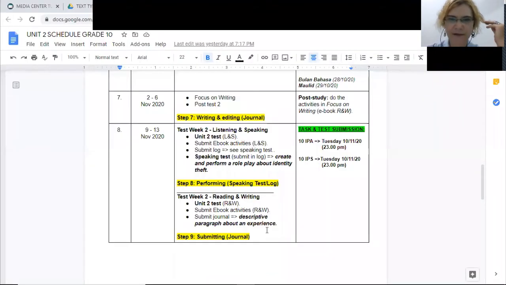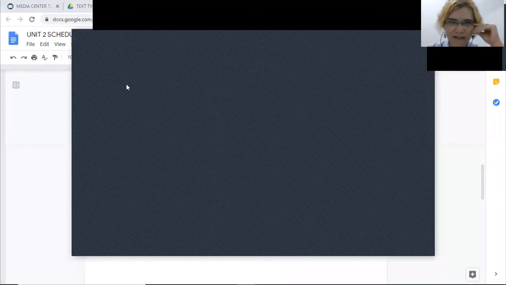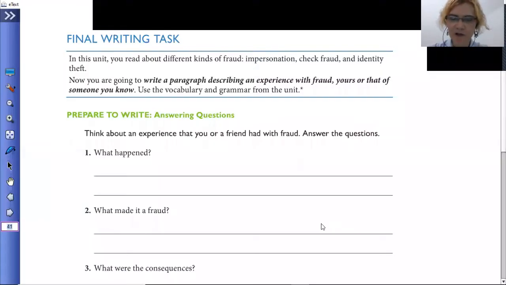So yeah, it is a descriptive paragraph about an experience. So we're going to focus on an experience. Now, what is important for you to understand is that descriptive writing can be either about a person, a place, or an object, but can also be about an experience or an event. So your descriptive writing, your paragraph, is about an experience, either your experience with fraud or that of someone you know. So you're going to write about an experience.